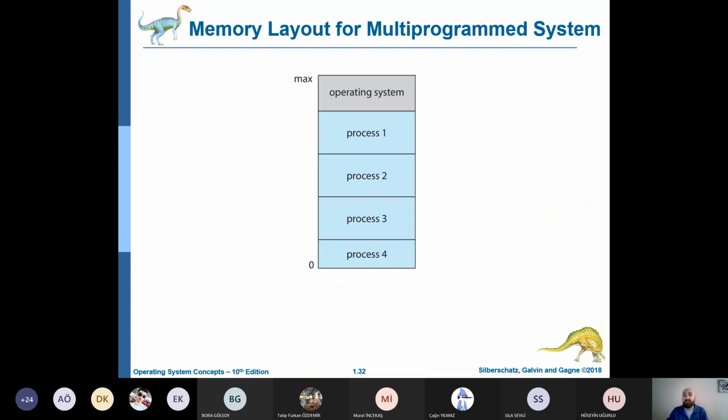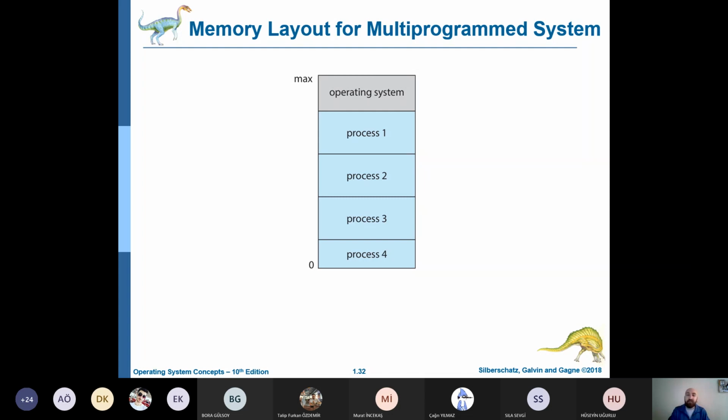Here we can see the memory layout for a multi-programming system. Let's assume that this is our main memory. First of all, at boot time, the bootstrap program has to load the operating system. The operating system here is our kernel and system daemons. While the computer is running, that kernel has to be executed.